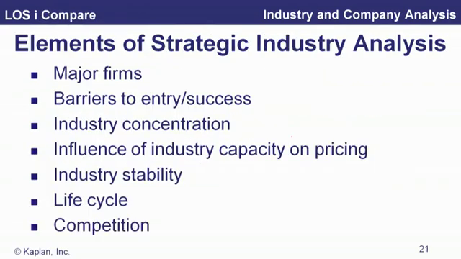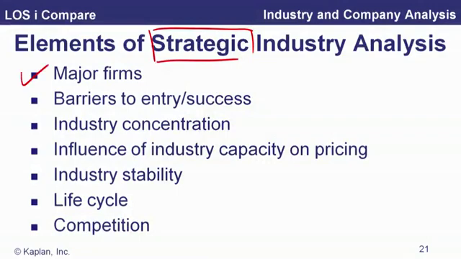Okay, now let's think about elements of strategic industry analysis. So I think we've seen a lot of this before, so you can think of this kind of as tabs in an industry analysis report. Back in the old days when we did it on paper, we put it in a really cool 3-ring binder. We thought that was great. We'd have different tabs. Well, these would be some of the tabs that we would have. We'd want to know who the major firms in the industry were. We want to know the barriers to entry, or the drivers of success. What do the really successful firms do?